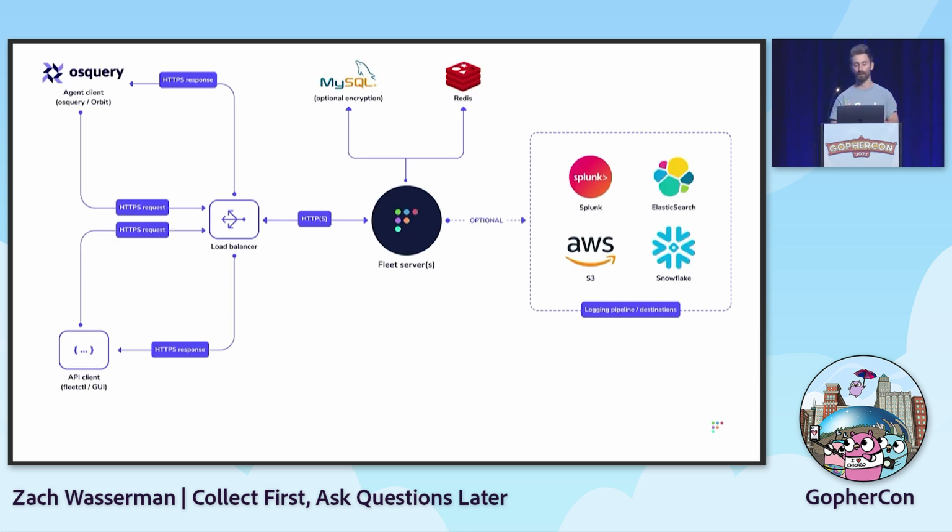So this is what that looks like to some extent. It's a fairly standard web app deployment. So you've got Fleet servers. This is where Go is, of course. Sitting behind a load balancer, talking to MySQL and Redis. And we've got our two different types of clients.